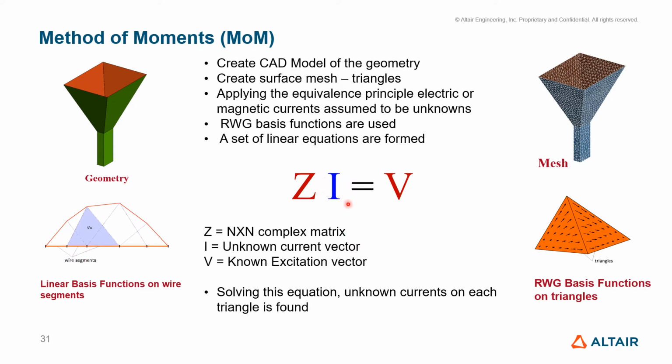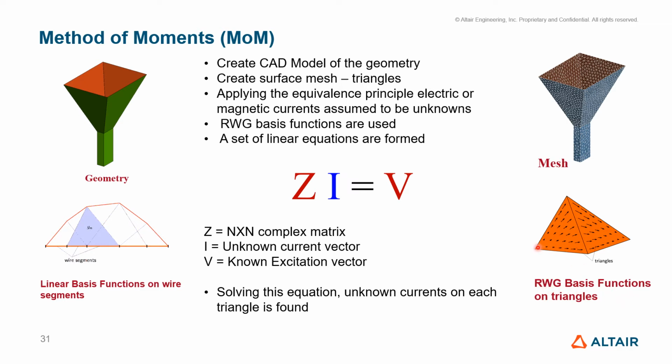I is an unknown vector. There's a current that you need to solve. V is the known excitation vector. That is, for example, you have a voltage gap source or the modal port. Those things form the V, that is the known source. And then you could solve this equation by taking the inverse of Z, multiplying with V, and you get a solution. Of course, typically in method of moments, we use the popularly known RWG, Rao, Wilton, Glisson basis functions.